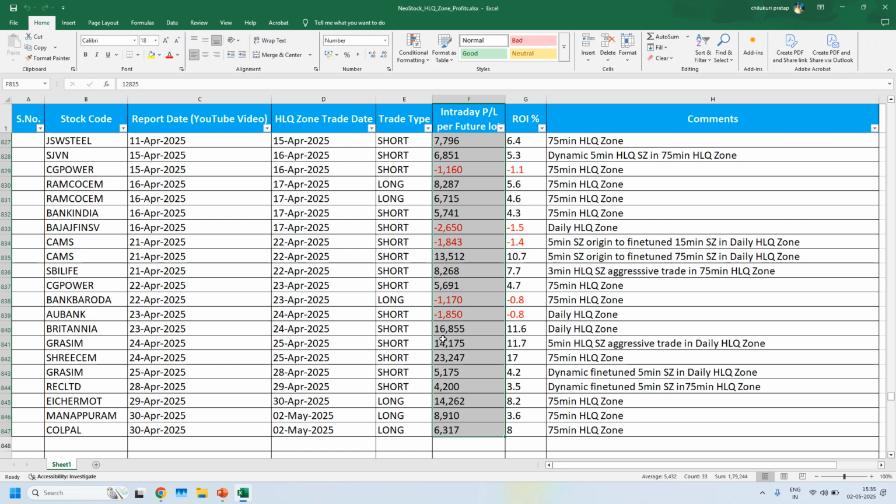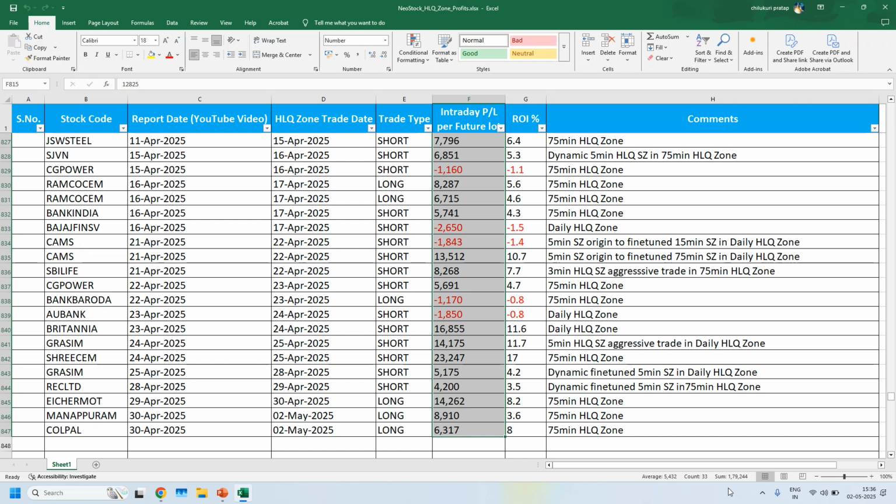If you take all these trades, each stock, let us assume you are investing an average of 2 lakhs. Of course, some stocks are only 90,000 rupees, some stocks 2.5 lakhs. That's why I am saying each stock average is around 2 lakhs. For your investment, you would have got 1,79,244 rupees profit. See, that is the power of high liquidity zones.